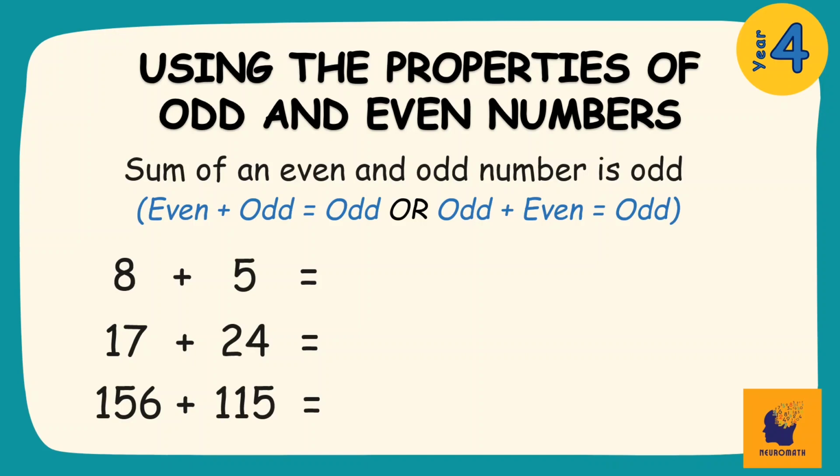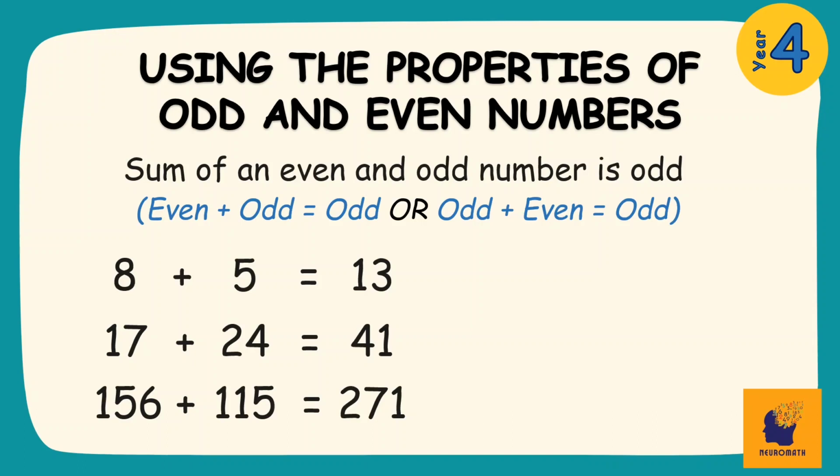And like with the previous conditions, we can check that this is true by solving our problems. 8 plus 5 being 13, an odd number. 17 plus 24 being 41, an odd number. And 156 plus 115 being 271, an odd number.